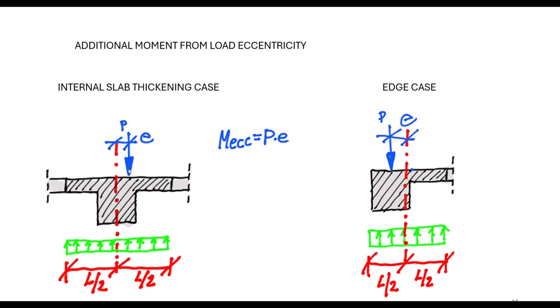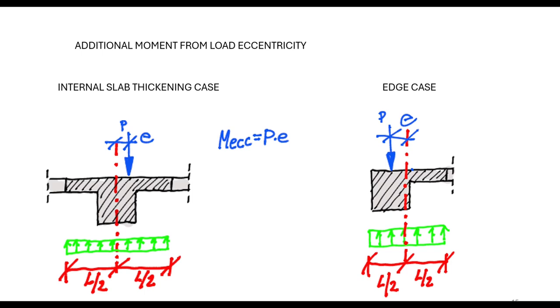That was shown on the left side for the internal slab thickening case. For the edge case, it's a very similar idea. We've got additional bending moment from resultant load eccentricity. And such additional moment needs to be transferred safely somewhere. And we have two options.